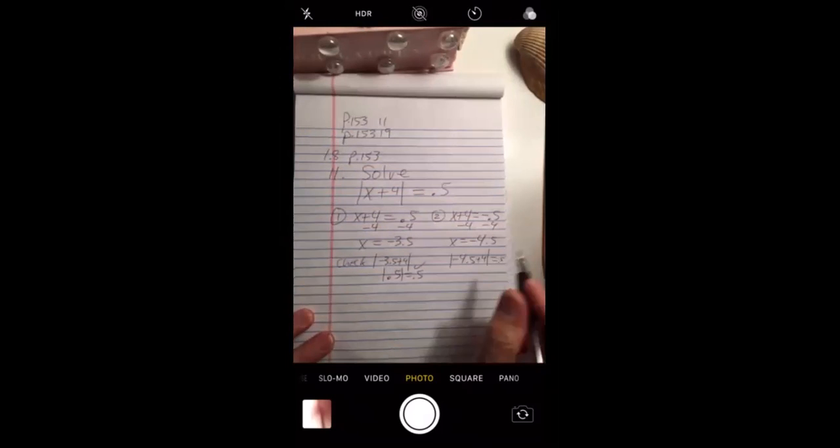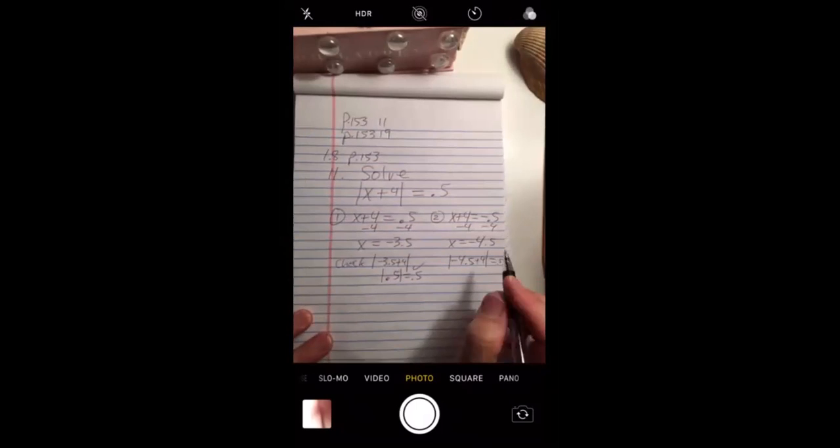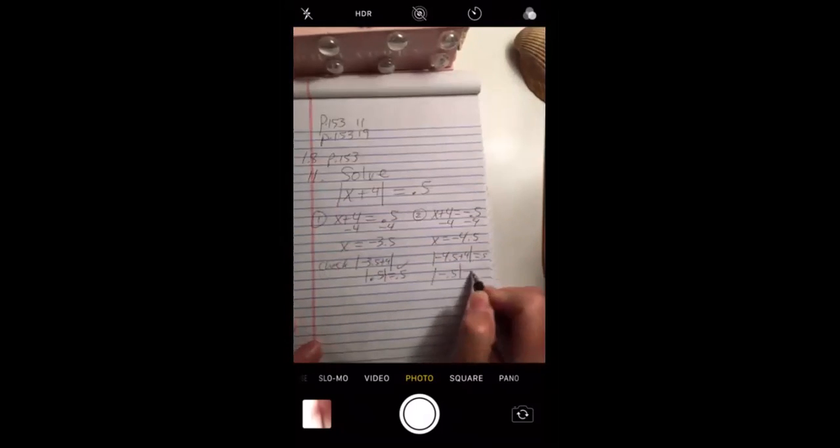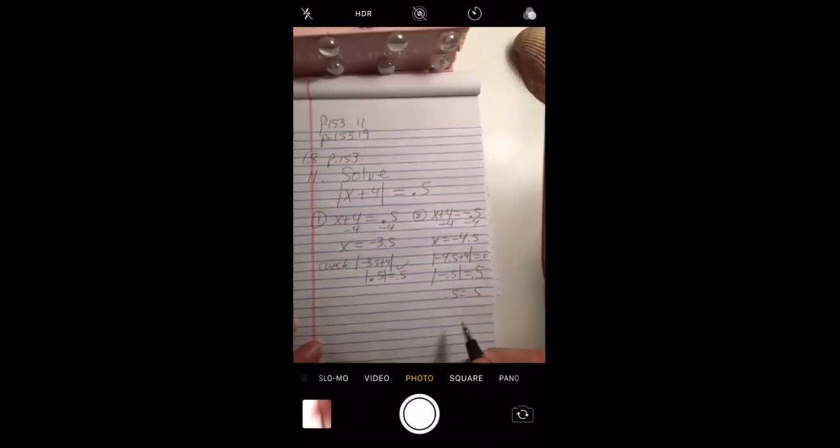Okay, barely read that. I try to write bigger. Then I get a negative 0.5 in between the bars. And you can see 0.5 equals 0.5 because the bars turn that negative to positive, and both of these check. Does that help?